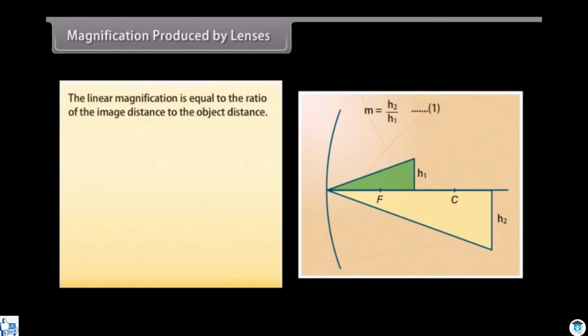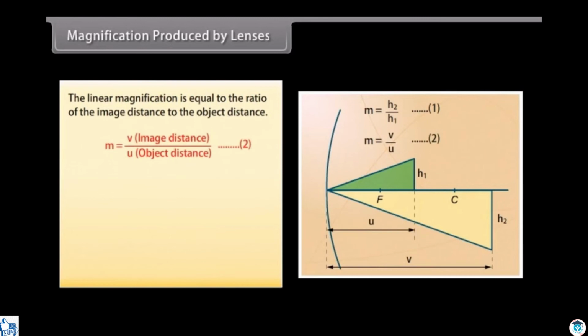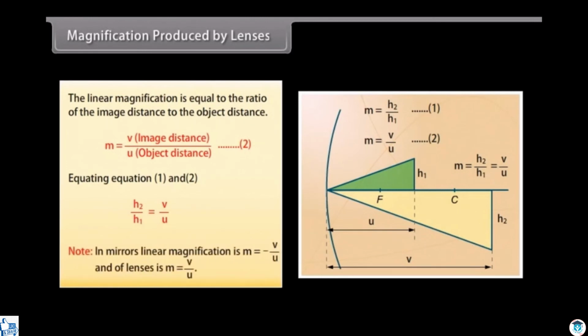The linear magnification is equal to the ratio of the image distance to the object distance. M is equal to v, image distance, upon u, object distance, which is equation 2. Equating equation 1 and 2, h2 upon h1 is equal to v upon u. Note, in mirrors, linear magnification is m is equal to minus v upon u, and of lenses is m is equal to v upon u.